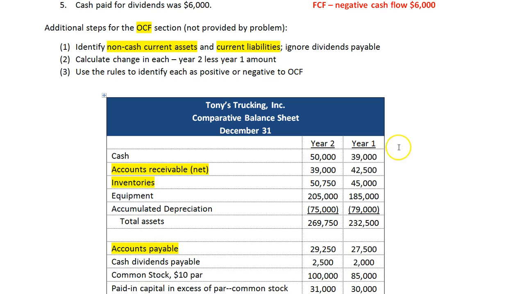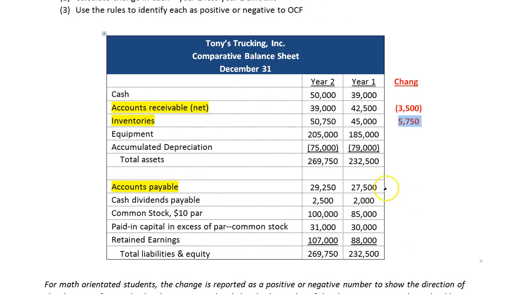Alright, so for the 3 that we have highlighted, we want to calculate the change in the account. How it changed. So year 2 minus year 1 amount. Year 2 less year 1 amount. So year 2, 39,000 minus 42,500 is going to be a decrease of 3,500. For inventories, year 2 is 50,750 minus 45,000, which will be a positive 5,750. Accounts payable, year 2 minus year 1. Change.